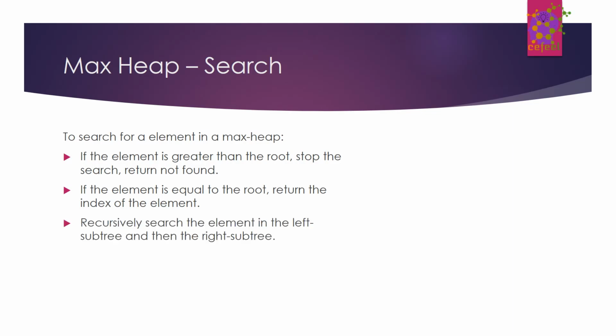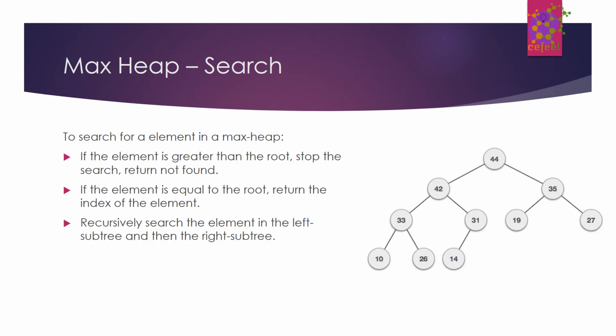But if neither is true, then we have a left subtree and a right subtree. So what we do is we recursively search for the element in the left subtree and the right subtree, which means we call the search operation with the left subtree as the tree and pass the left child as the root to the search method. Similarly with the right subtree.